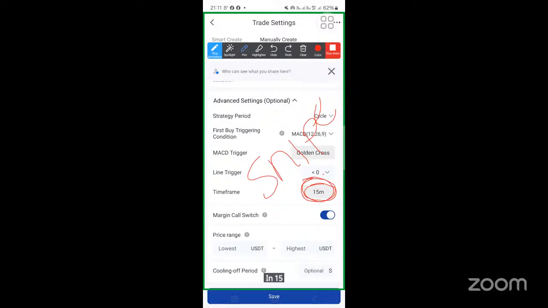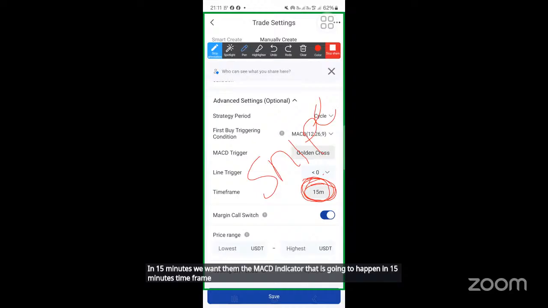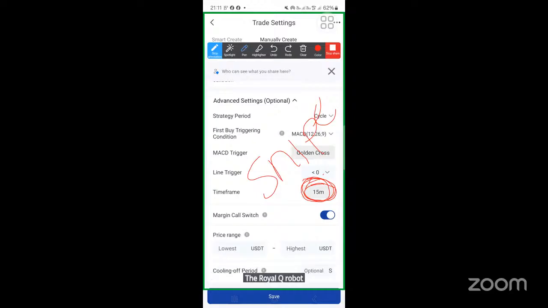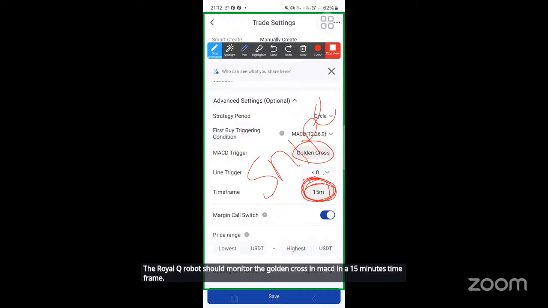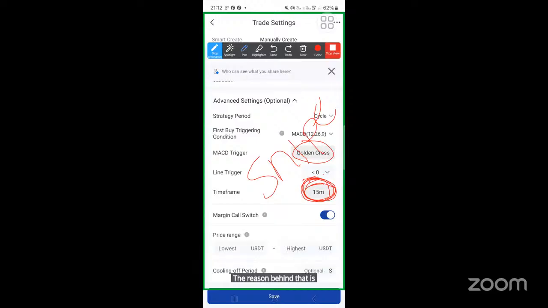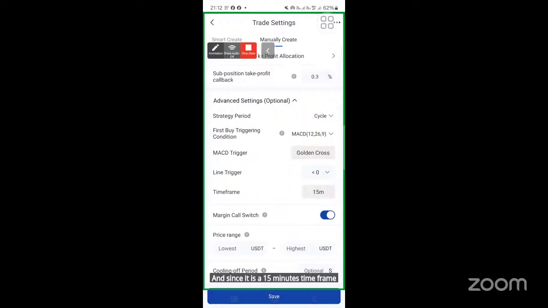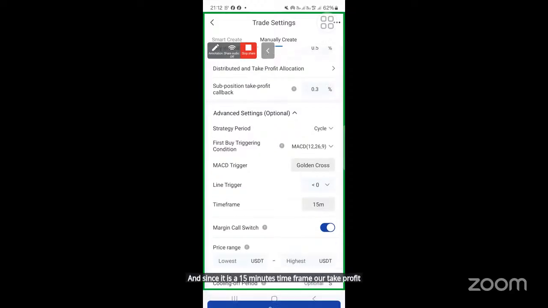We want the MACD indicator that is going to happen in the 15 minutes time frame in the RoyalQ robot. The RoyalQ robot should monitor the golden cross in MACD in a 15 minutes time frame. The reason behind that is that we don't want it to stay longer in the market. And since it is a 15 minutes time frame, our take profit is going to be small.